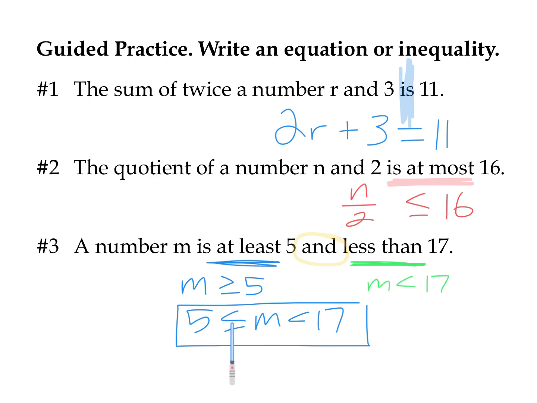We can be equal to 5 in this situation. We can't be equal to 17 because it's less than 17. 17 is not less than 17, so we don't want to have the equal sign there. So those can be tricky. We'll get some more work in on practicing writing those compound inequalities with the and in there.